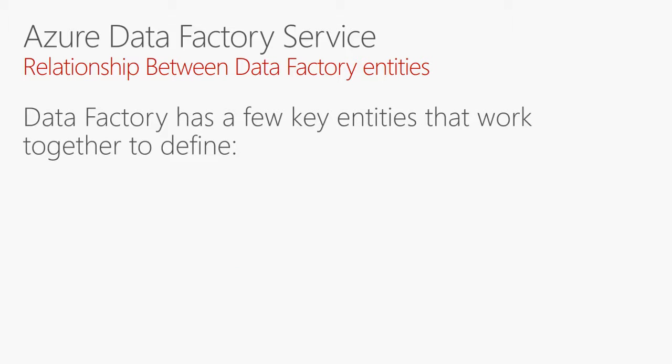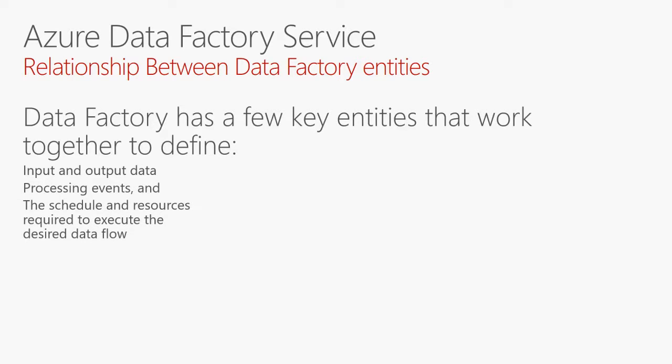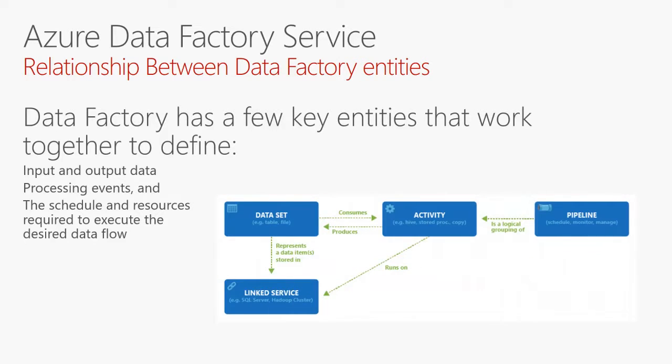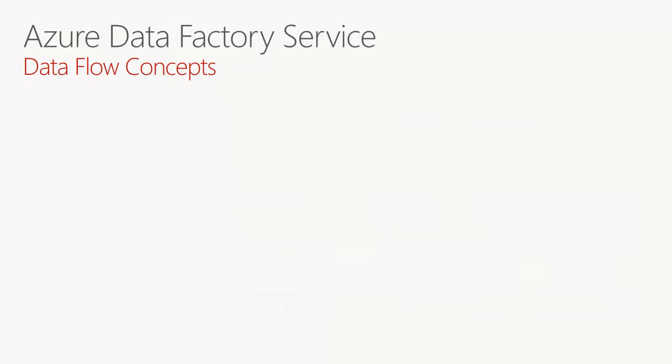Data Factory has a few key entities that work together to define input and output data, processing events, and the schedule and resources required to execute the desired data flow. This diagram shows the relationships between dataset, activity, pipeline, and linked service. Let's now see an example of how the data flow concepts fit together.